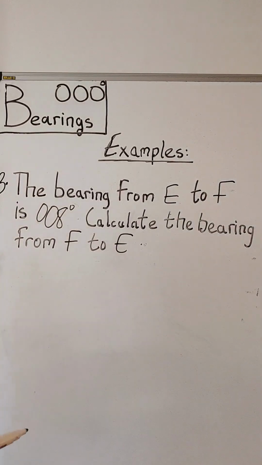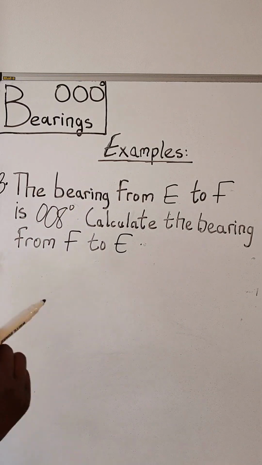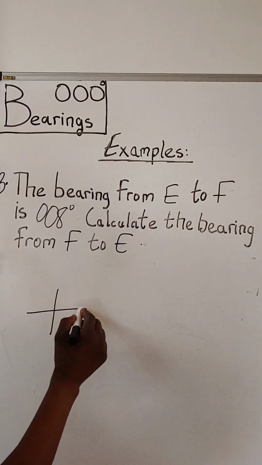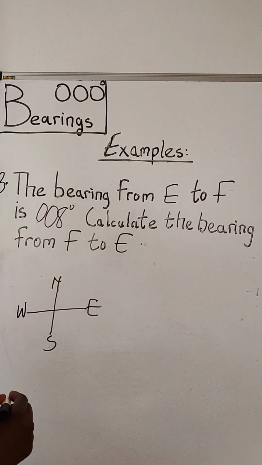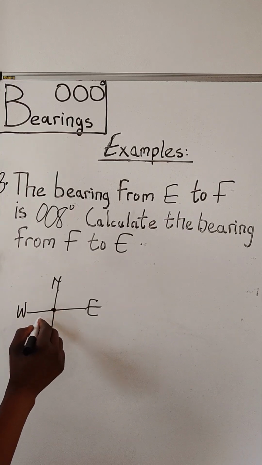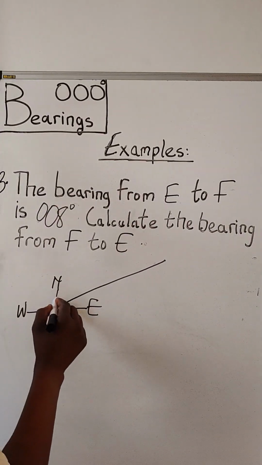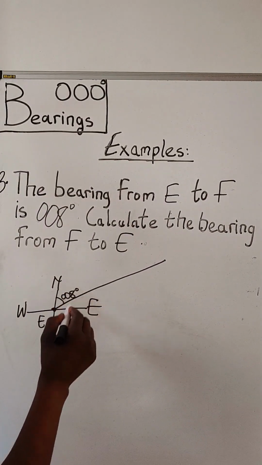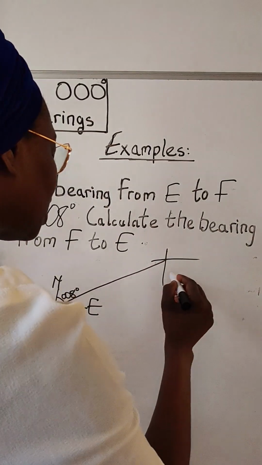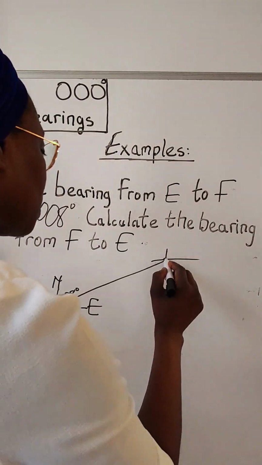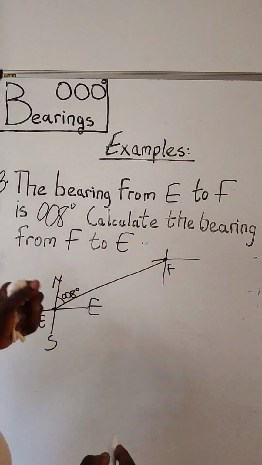We are asked to calculate the bearing from F to E. The bearing from E to F is 8 degrees. So I draw the 4 cardinal points, north, south, west, east. This is point E. The bearing of E to F is 8 degrees. We have to write in 3 digits. This is point F. So the bearing of E to F is 8 degrees.